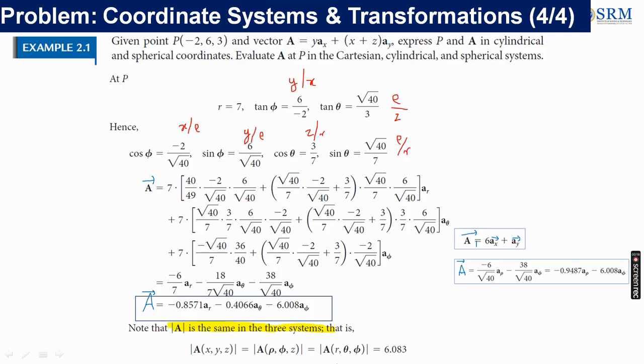The interesting point to note is that the magnitude of A in all three coordinate systems is going to be the same. Okay, you can take the magnitude and try it. That is, here it is going to be root of 6 square plus 1 square. Here it is root of this particular term, the whole square, plus this particular term, the whole square, which will give me the same answer, 6.083. Similarly for the spherical also.